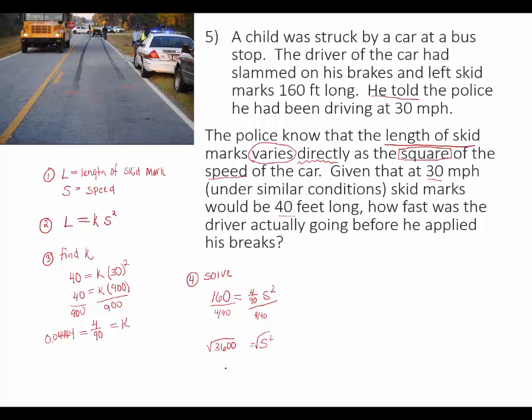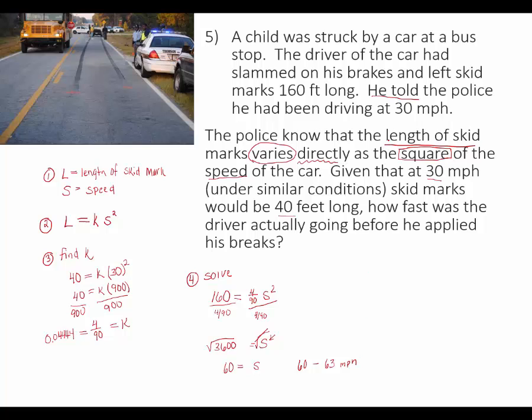The square root of 3,600 is 60. The square root of s squared, square root and squared cancel, just like multiply and divide cancel each other, so that's s. So this would say that his speed is 60 miles per hour. And depending on how you round it, you could get up to 63. So anywhere in that 60 to 63 mile per hour range, based on your rounding, would be a correct answer.